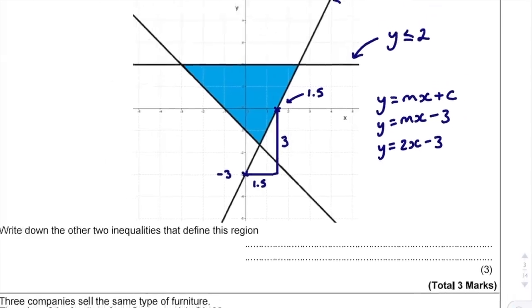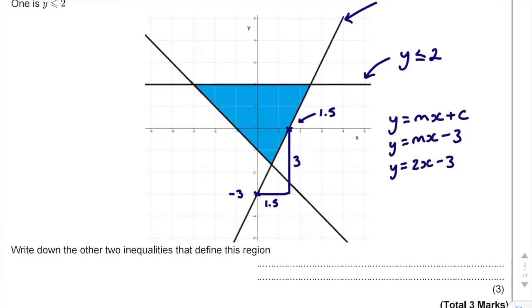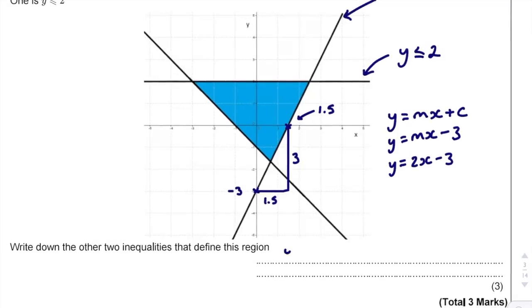Now, we've got to figure out which way the inequality sign will be going. If we look at the region which is shaded, we should be able to see that all of the y values within that region and above the whole of the line y equals 2x minus 3 are greater than the y value where the line y equals 2x minus 3 intersects the y-axis. Well, that's at the point -3, isn't it? So, what that means is the inequality must be y is greater than or equal to 2x minus 3.